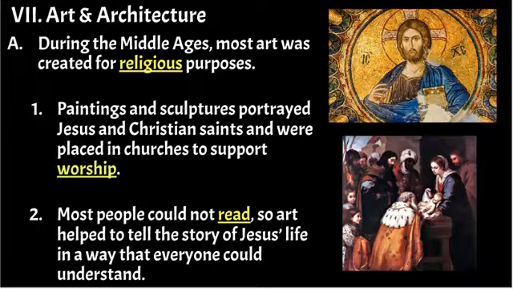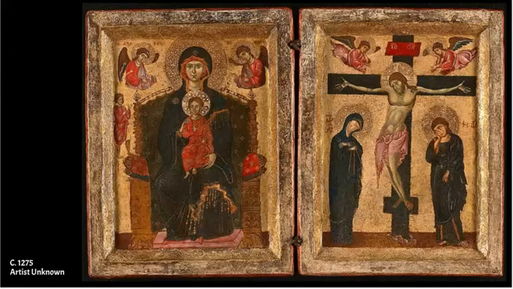You might not be able to read the Bible in Latin, or you might not be able to read it in its original context, but you can look at a painting, a mosaic, you can look at a statue and understand what's being portrayed. Here are some examples of art early on. This is from 1275, and this depicts Mary, the mother of Jesus, and Jesus as a baby.